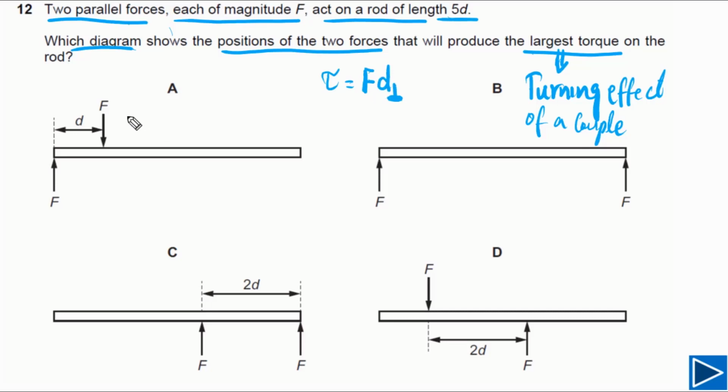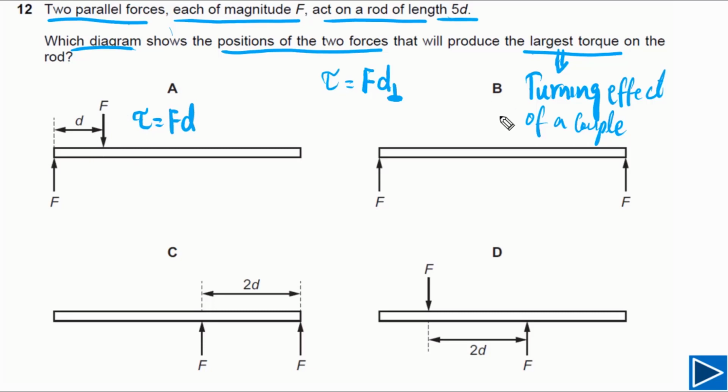If you look at option A, in this case these two forces form a couple, because the magnitude is the same, they're acting in different directions and they're not acting along the same line. In this case, the torque will simply be equal to Fd. So this is how you can find the torque of this couple.